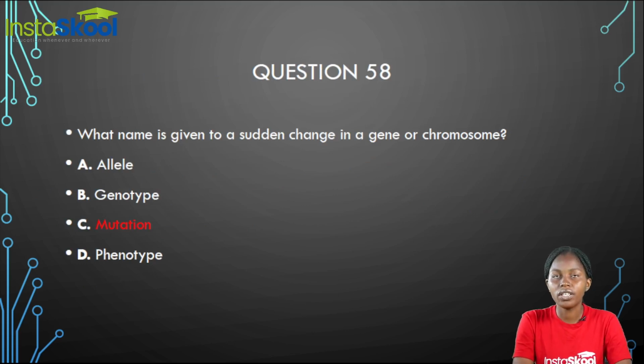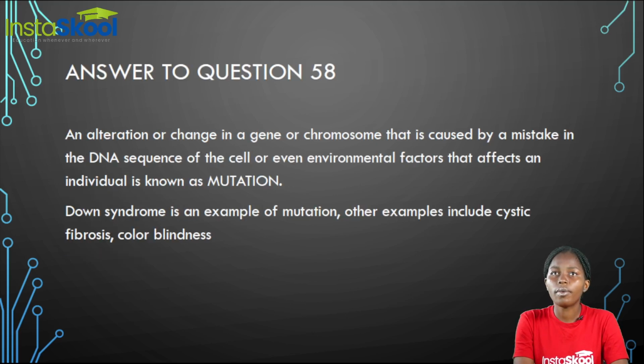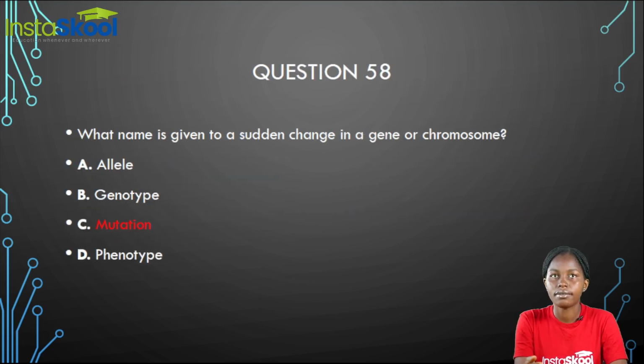What name is given to a sudden change in a gene or chromosome? When we talk about a change or an alteration in a gene or in a chromosome, which is usually caused by a mistake in the DNA sequence, we are talking about mutation. Mutation can also be caused by environmental factors, which have effect on the DNA. Some examples of mutation of gene results in Down syndrome, cystic fibrosis, and color blindness. So mutation is our most correct answer.